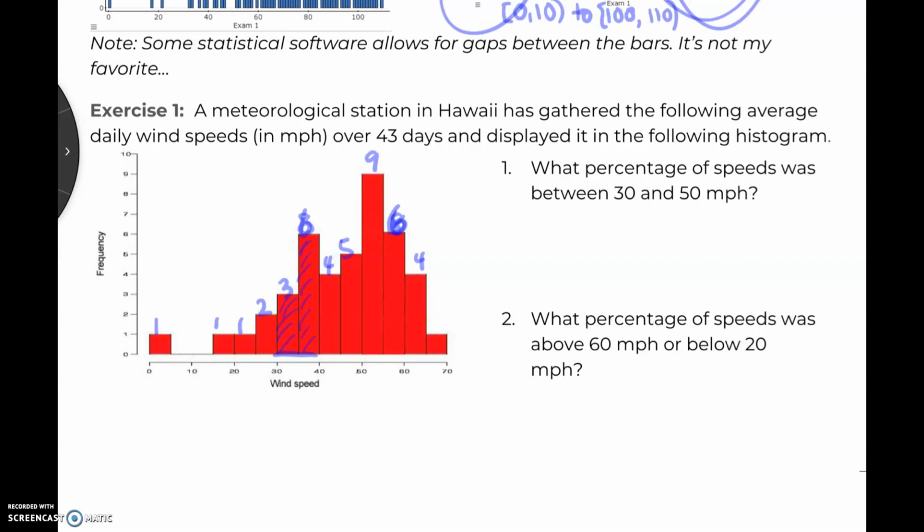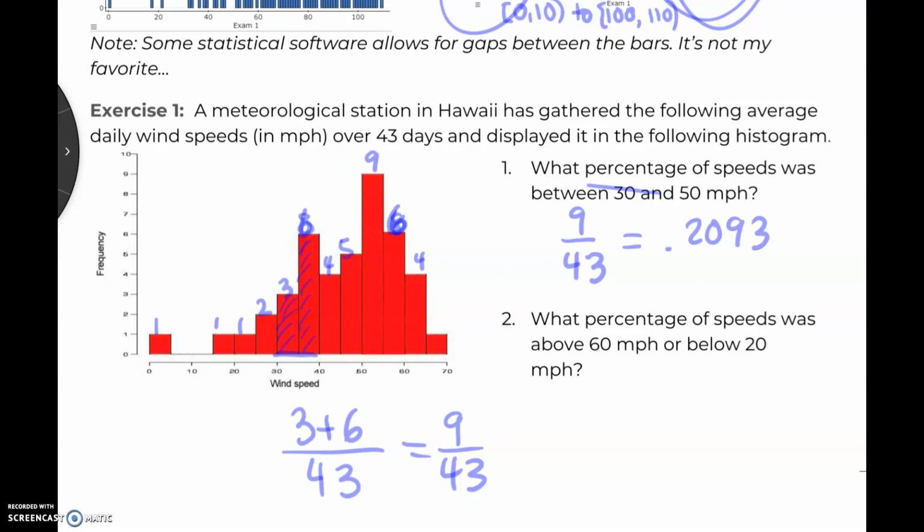All right, so within the group we have 3 plus 6 divided by the total of 43 days. So it looks like we have 9 out of 43 between 30 and 50 miles per hour. That equals 0.2093. Again, it's asking for a percentage, so we multiply that by 100% to give us 20.93%.